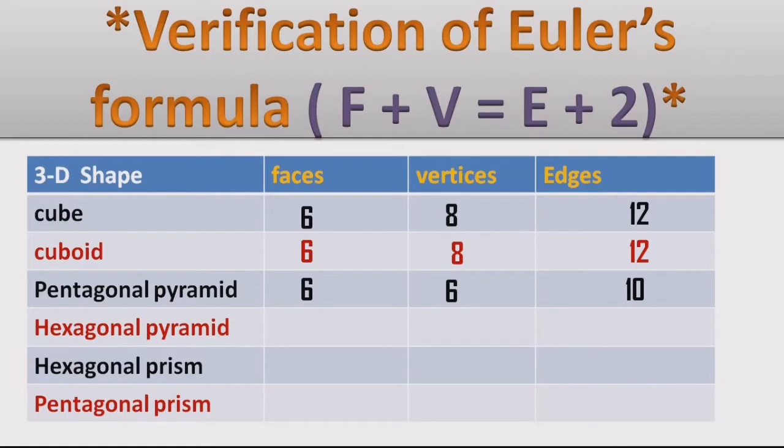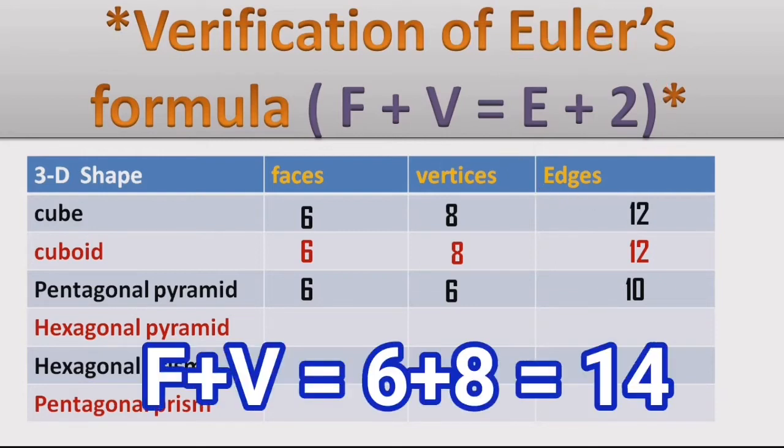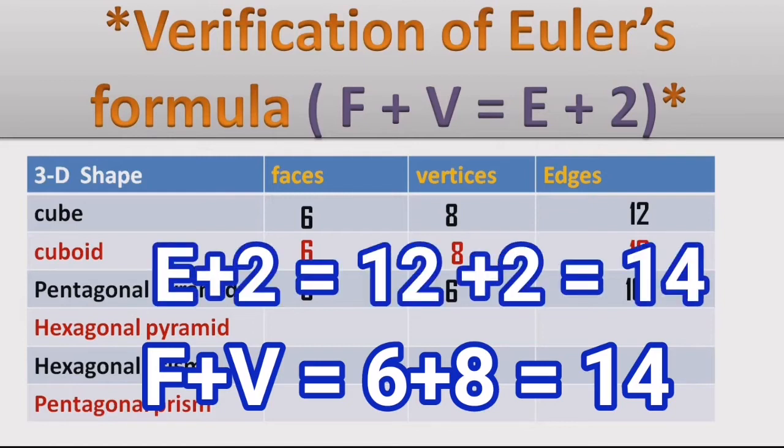Now how to verify Euler's formula? It has 2 sides. On LHS, it has F plus V, that is faces plus vertices, and on the right hand side it has E plus 2, that is edges plus 2. Whatever answer I get when I add F and V, that same answer should be there when you add 2 to edges. The moment we add 6 and 8 of the cube, we get the answer 14, and when you add 2 to edges, that is 12 plus 2, we get the answer 14. Now we got both the answers same, 14 on LHS, 14 on RHS. So we can say Euler's formula is verified for the cube.